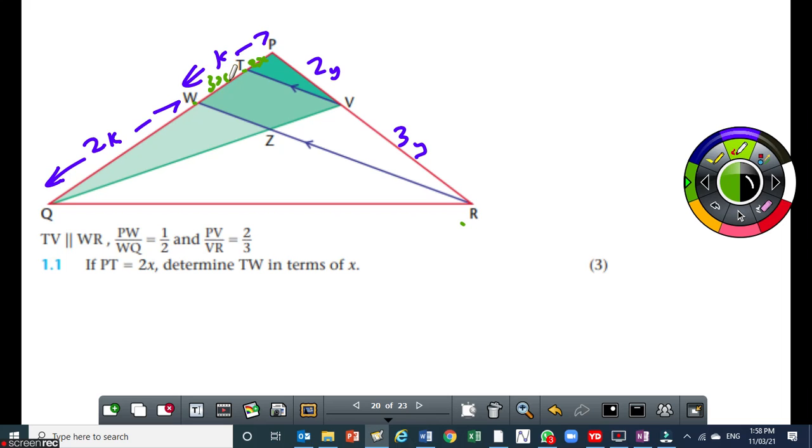So, this is the idea. This line which is parallel, on top of it we have got PV. The coefficient of y here is a 2, which means on the other side the coefficient must also be a 2. Below this line here, TV, here I've got VR, the coefficient of y is a 3, which means for TW the coefficient of x must also be a 3.